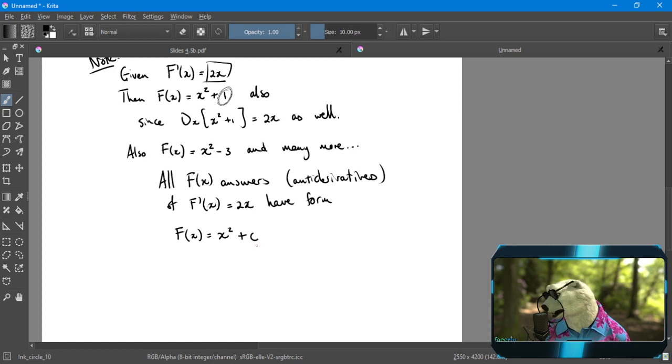Now I just say plus c because c itself could be negative, but c is just a constant. Because when I take the derivative, that constant has to be 0, and I just have a 2x, which I'm aiming for. This is my target that I need to get.